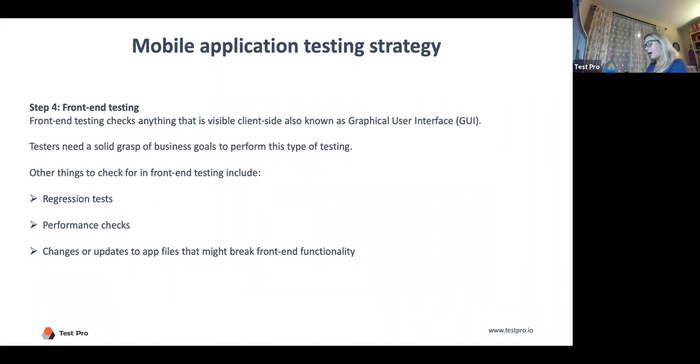So how are you supposed to check this? You're supposed to have access to the design of the application. That will help you. What else is included in front-end testing? Regression tests, performance checks, and changes or updates to the application files. You guys already know that's the IPA or APK files, which might break front-end functionality.